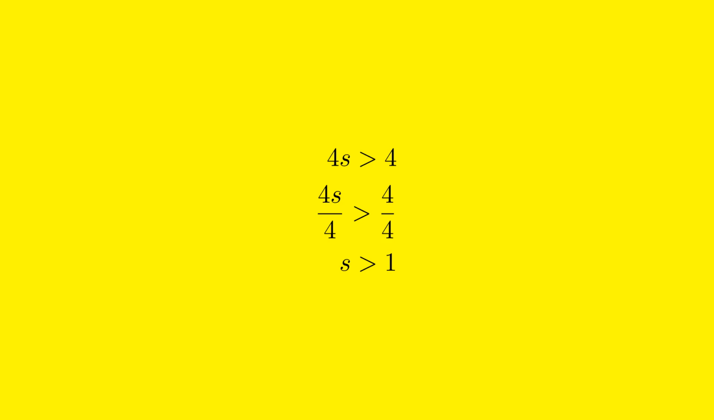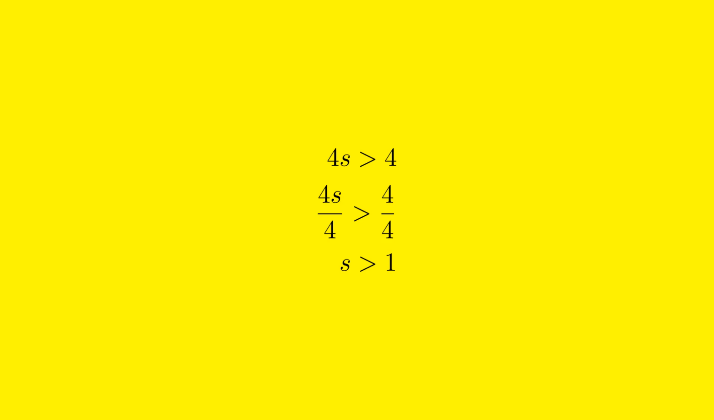The division does not reverse the inequality because we are dividing by a positive number. As a result, the direction of the inequality remains unchanged. Therefore, the simplified inequality is s > 1. Next, we will express this solution using interval notation.